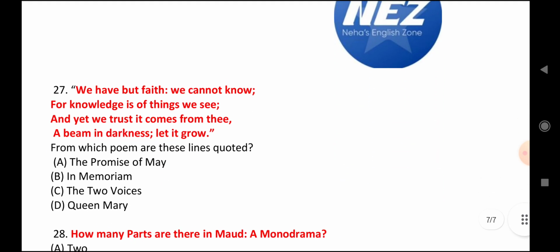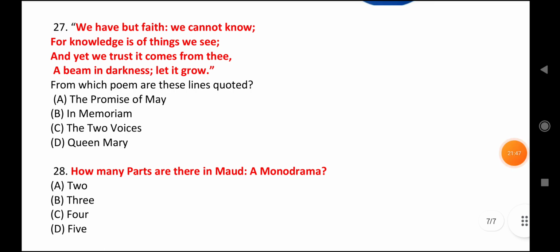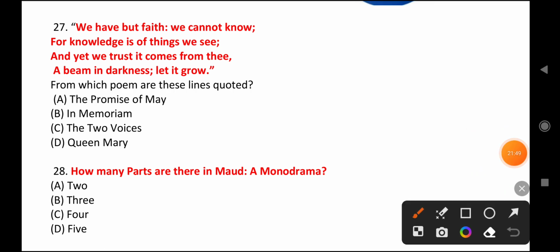Now let's come to the next question, question number 27. We have but faith. We believe in God. We cannot know, for knowledge is of things we see. Because we have limited knowledge, yet we trust it comes from thee. Still we trust that all knowledge and everything comes from God. Here thee is God. A beam of darkness, let it grow. Which poem is this quote taken from? This is from In Memoriam.